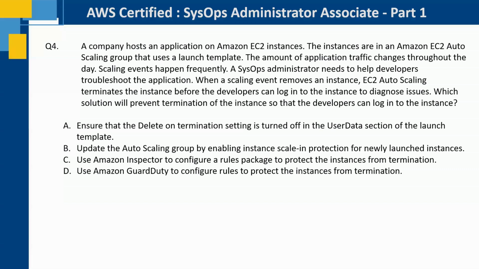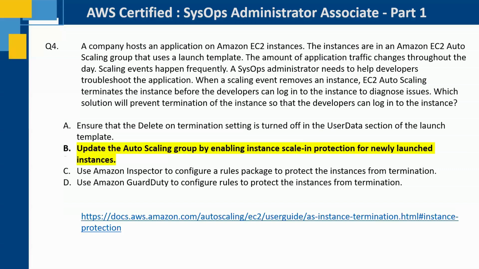Now friends, instance scale-in protection is a feature in EC2 Auto Scaling that prevents specific instances from being terminated during scale-in events. When scale-in protection is enabled, the Auto Scaling group skips these instances when choosing which ones to terminate during a scale-in. This will allow developers to log in and troubleshoot those instances without them being prematurely terminated.